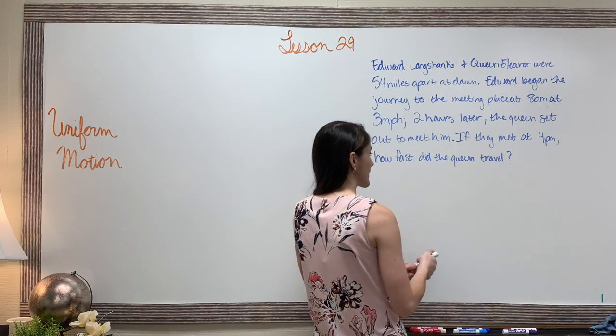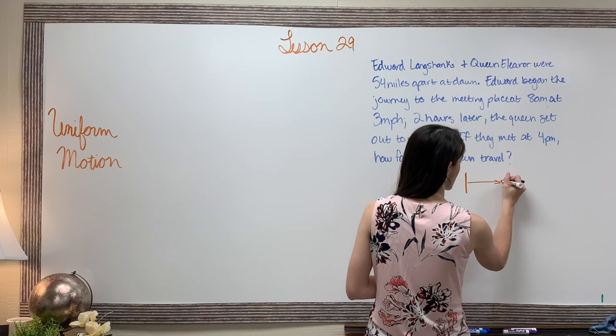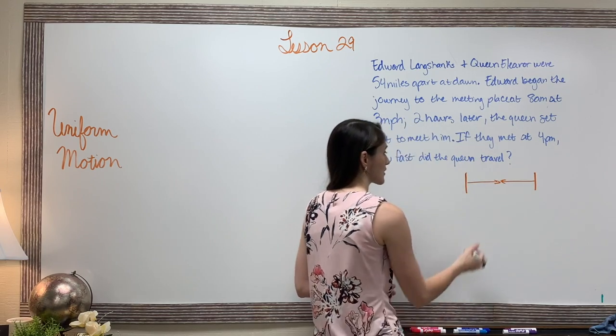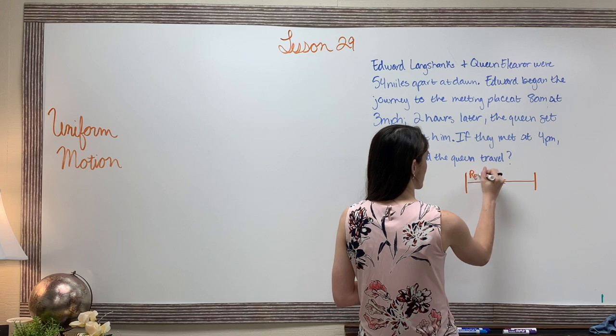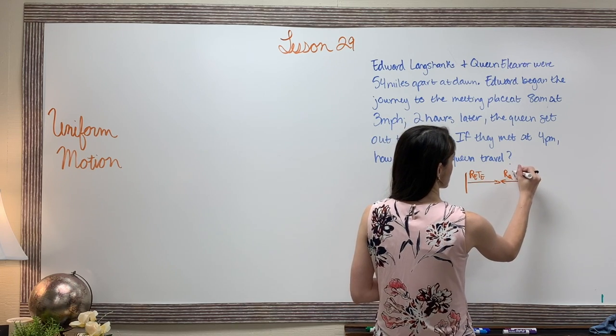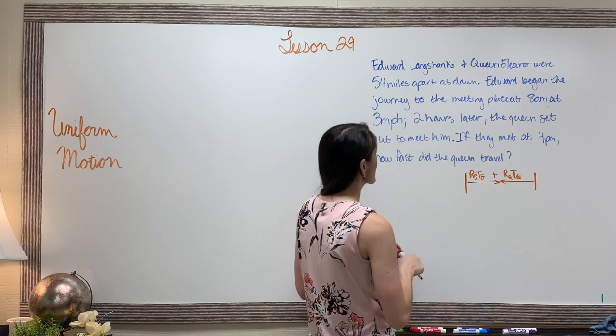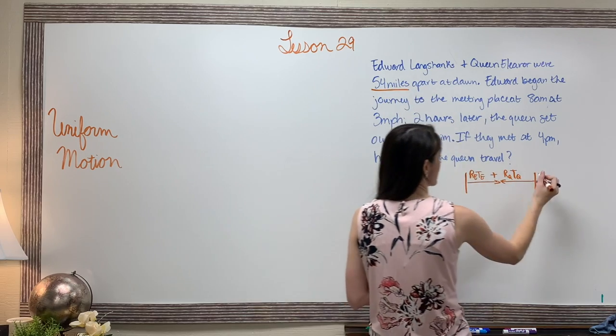So just doing a diagram to visualize, they're starting out at different places and they are going to meet in the middle. So we have the rate of Edward, time of Edward, and then the rate of the Queen, time of the Queen. And when I add those two together, I should get 54 miles.